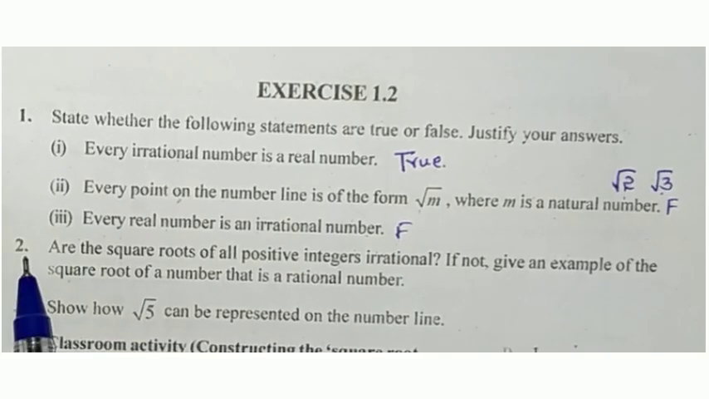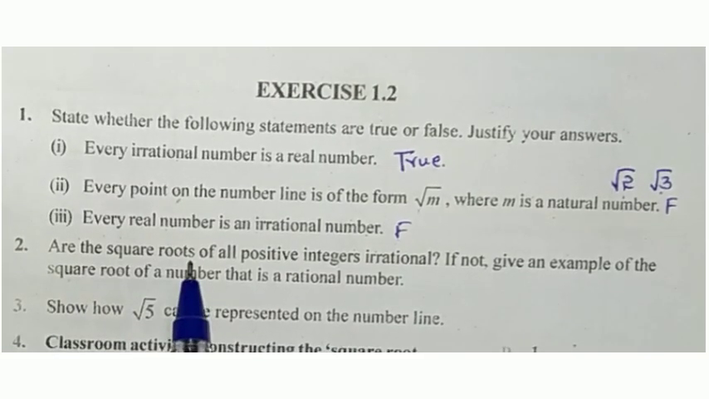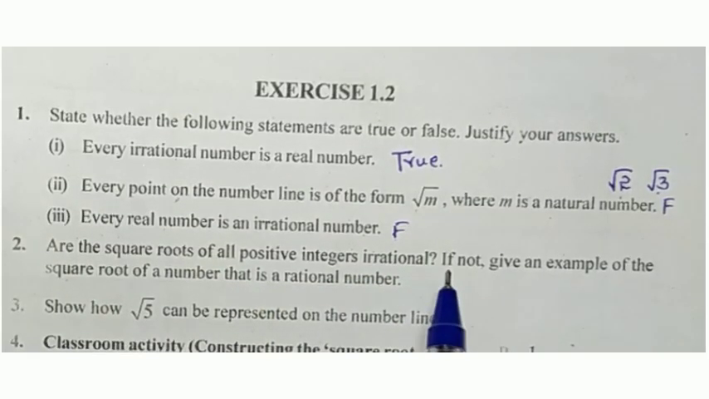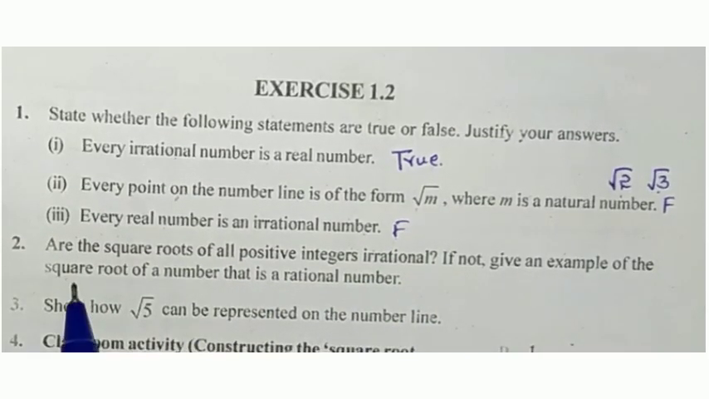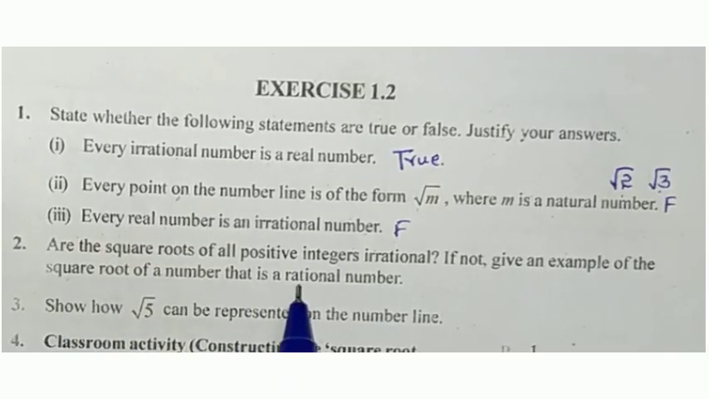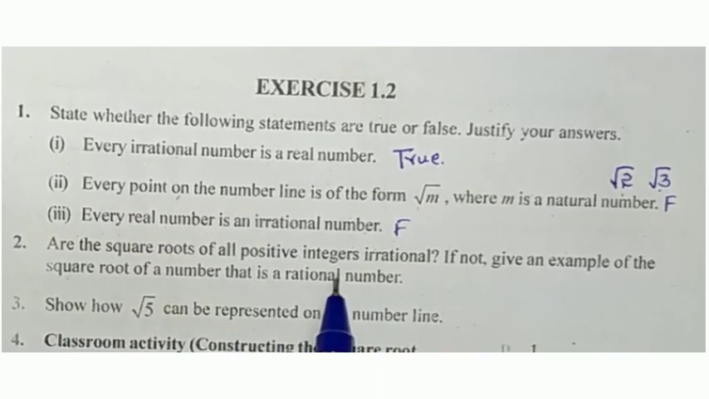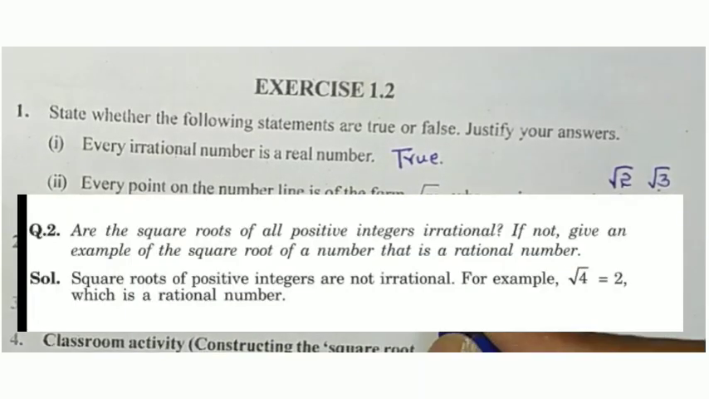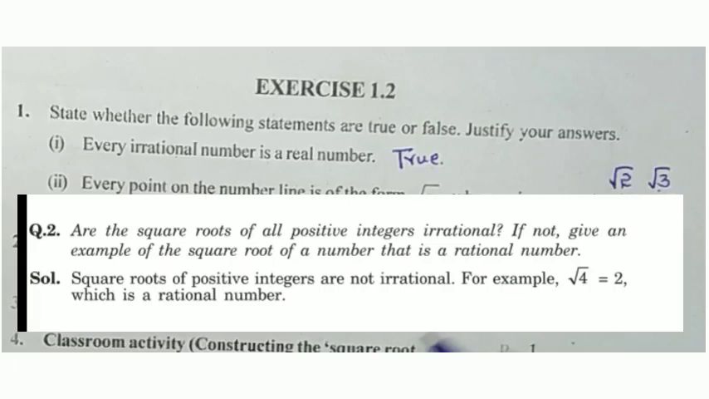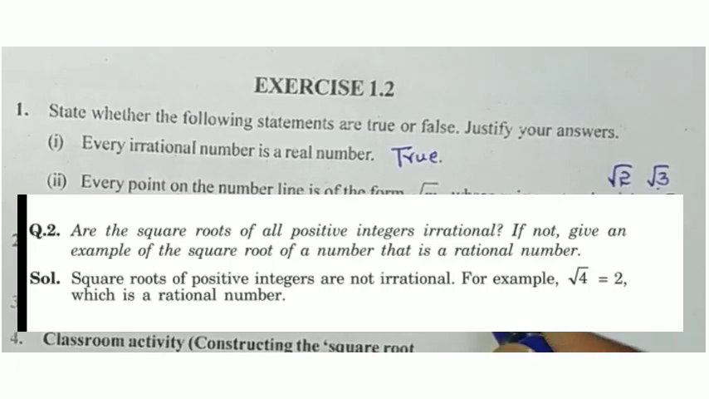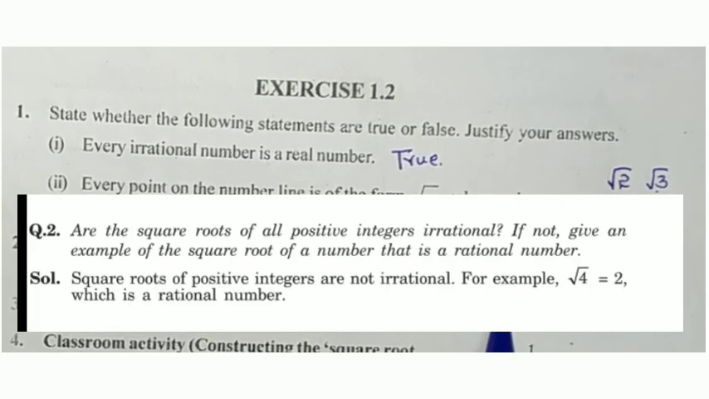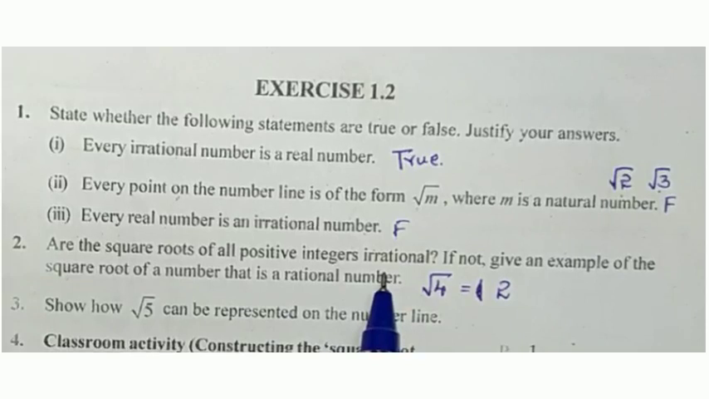Next question: are the square roots of all positive integers irrational? If not, give an example of the square root of a number that is a rational number. Simple thing: we can't say all square roots are irrational, because take root 4. What is root 4? Root 4 gives 2, which is a rational number. That's why all square roots are not irrational.